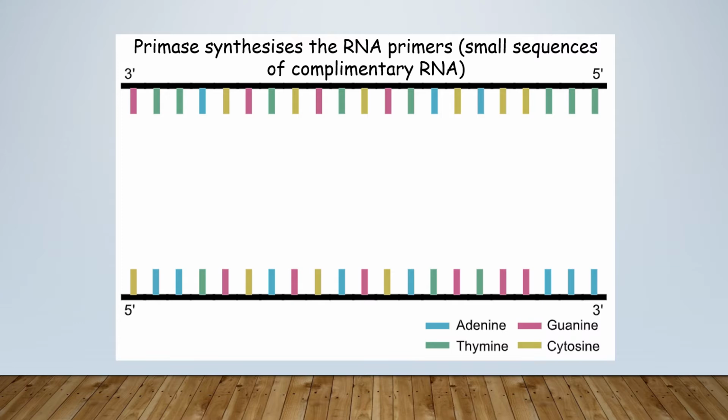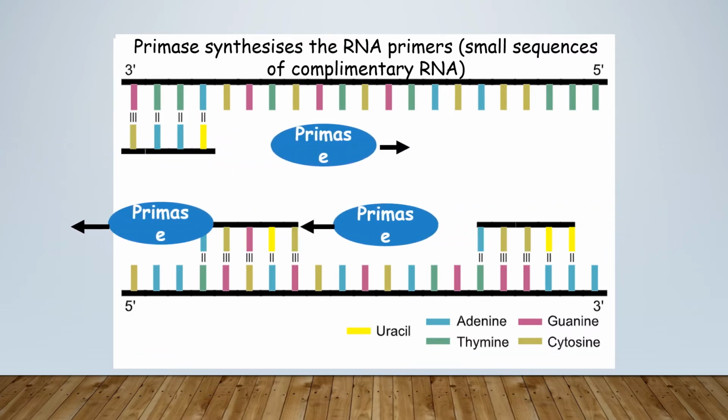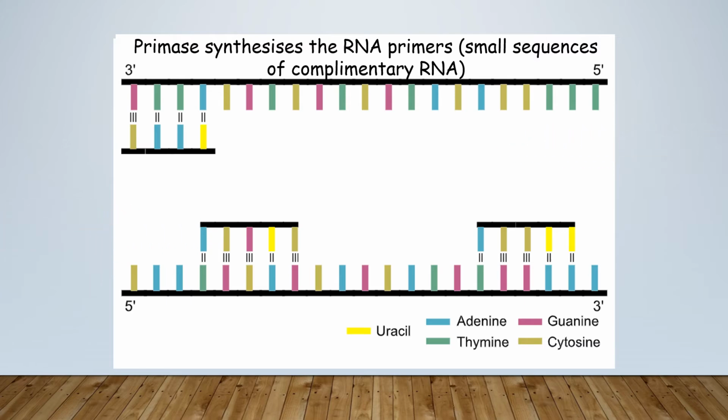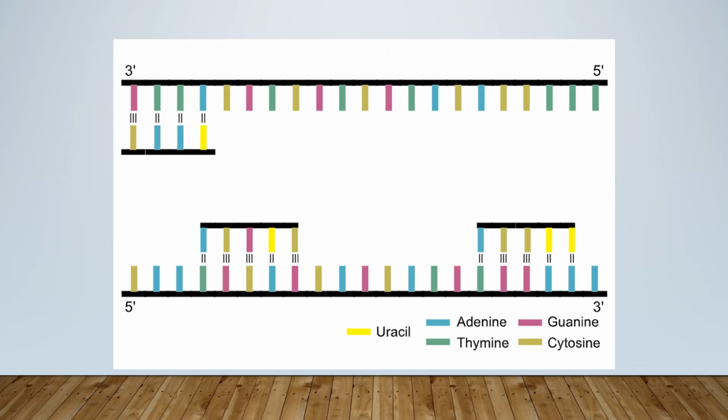So like primer paint, it's a coat of paint that allows the second coat to stick better. Our primers are going to allow our second enzyme to come along and stick. So primase has come along, it's added on those primers. As we can see, they're complementary, but what it does do is it has uracil here instead of thymine. So it's RNA rather than DNA. But these primers allow our next enzyme to come along and know where to start.